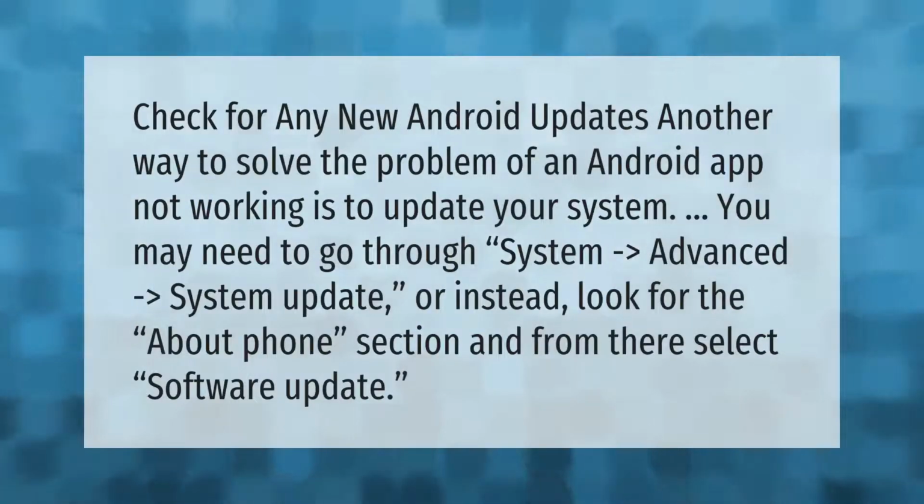Check for any new Android updates. Another way to solve the problem of an Android app not working is to update your system. You may need to go through System, then Advanced, then System Update, or instead, look for the About Phone section and from there select Software Update.